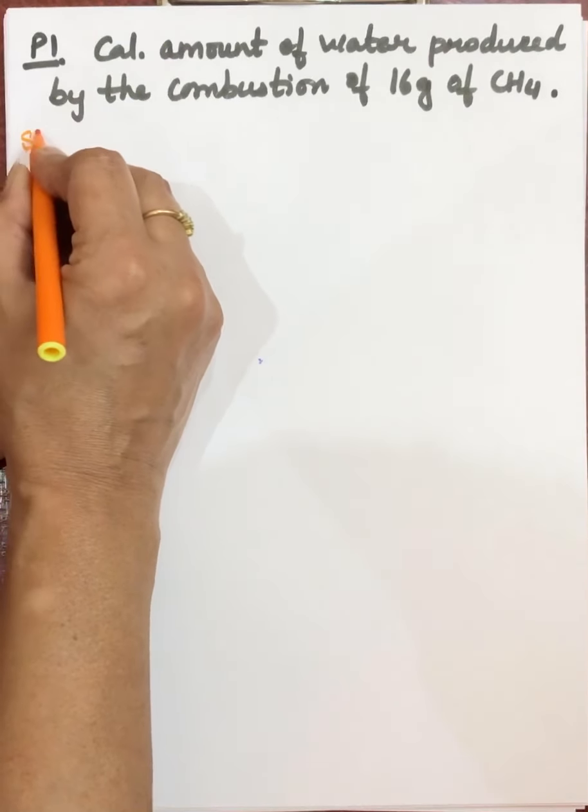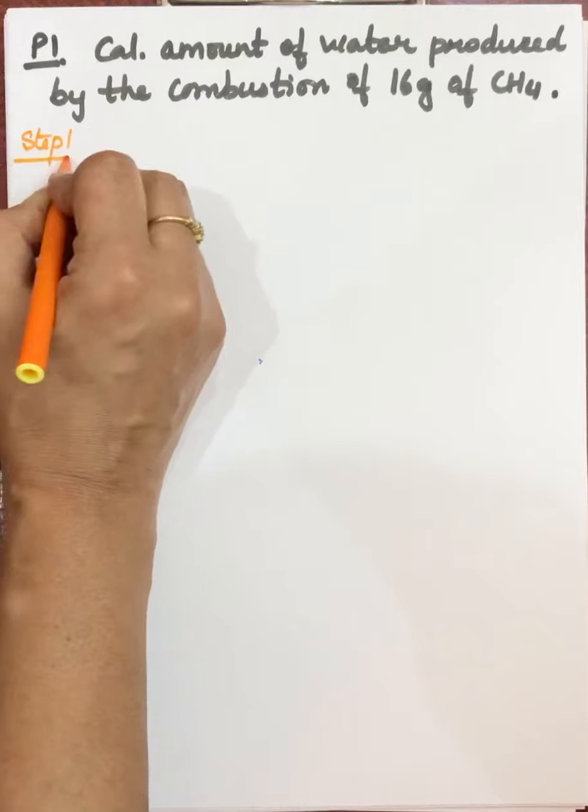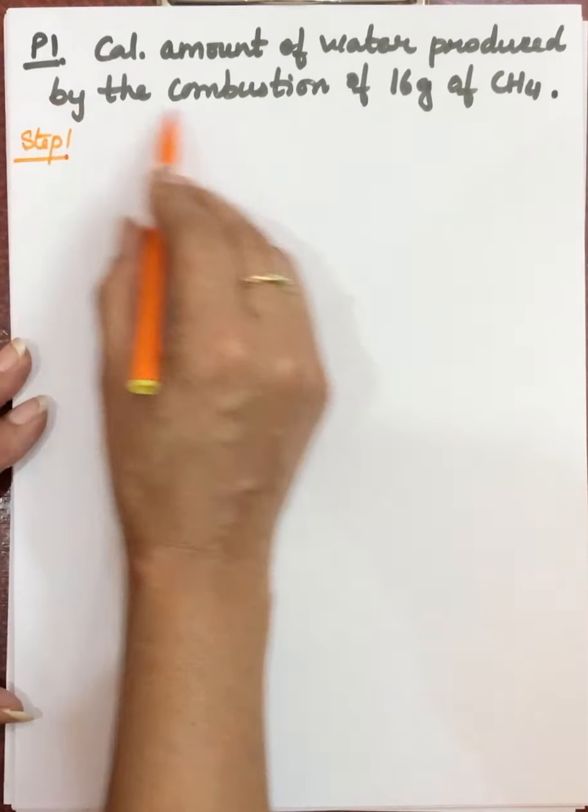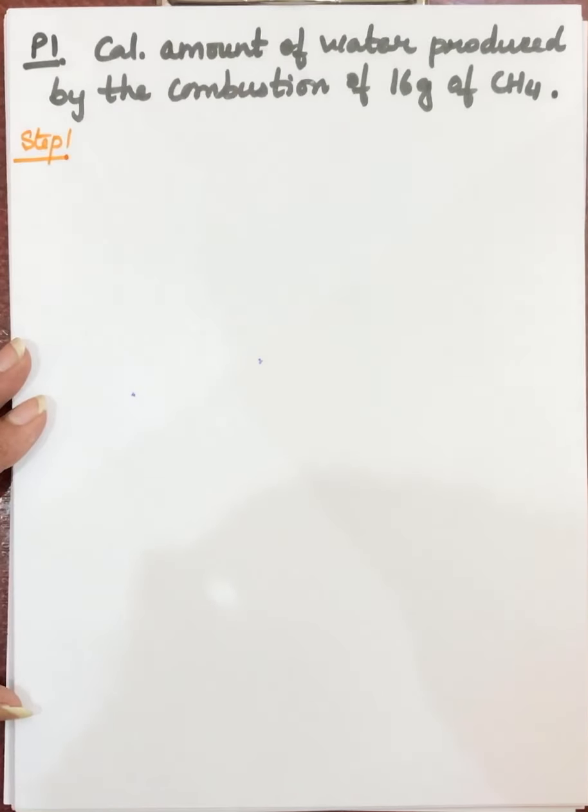Now see how we solve all these numericals. First step in solving all these numericals is write down the balanced chemical equation. So I'm giving the steps also along with this question. First step is write the balanced chemical equation. So read the statement carefully and see the reaction that is taking place.